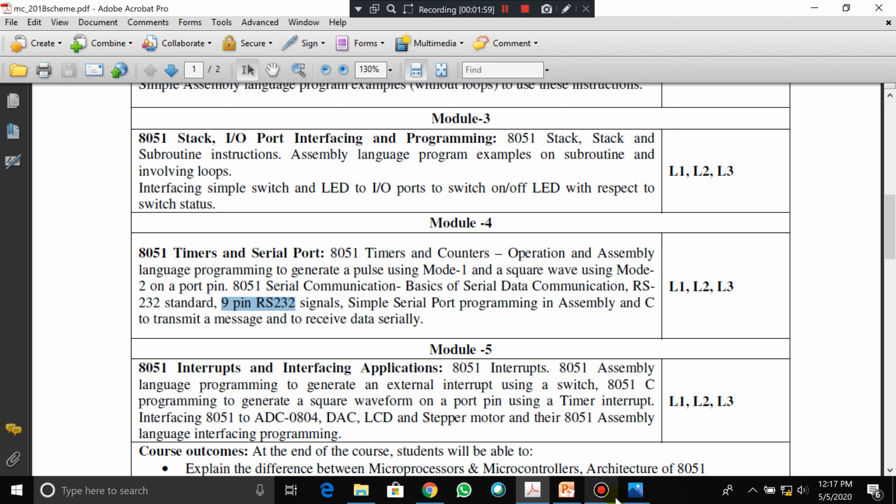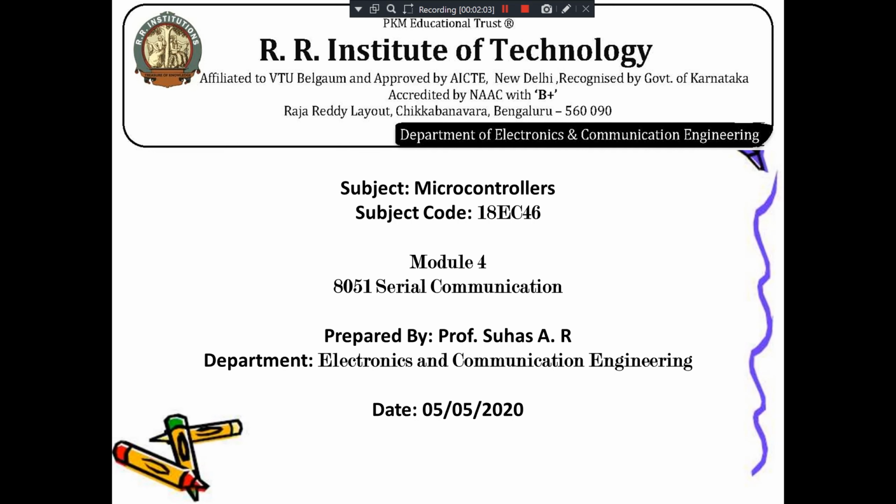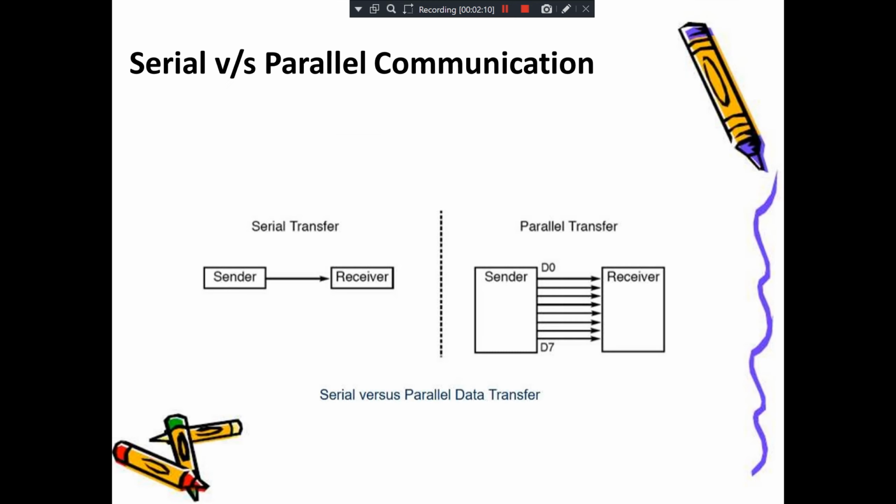Okay, so let us come back to the actual things. So that is module number 4. The second part, half of the portion is already done. So that is 8051 serial communication.